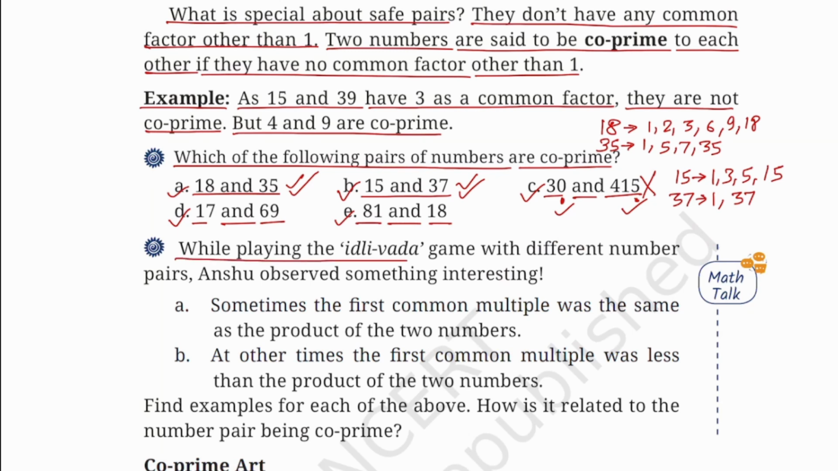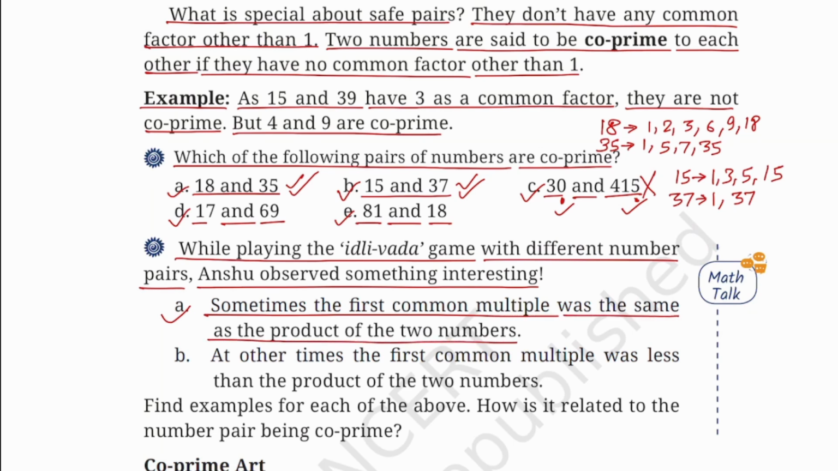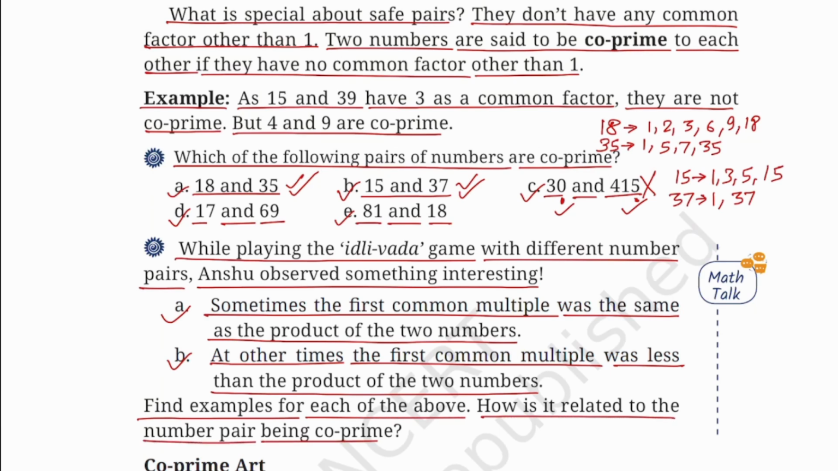While playing the Idli Vada game with different number pairs, Anshu observed something interesting. A. Sometimes the first common multiple was the same as the product of the two numbers. B. At other times, the first common multiple was less than the product of the two numbers. Find examples for each of the above. How is it related to the number pair being coprime?